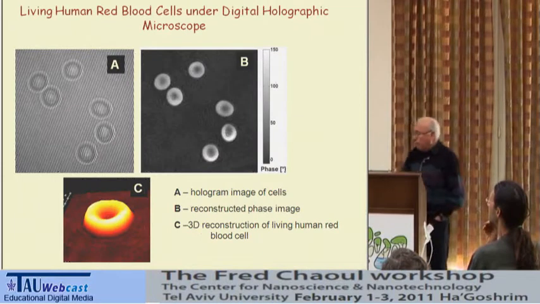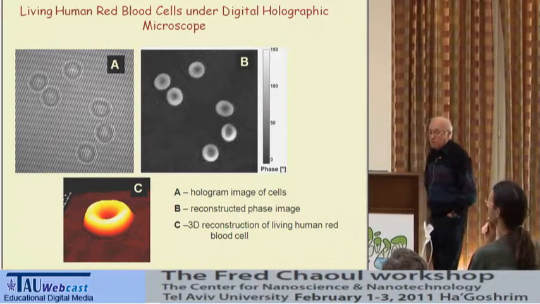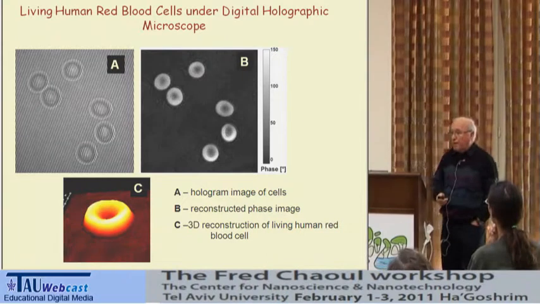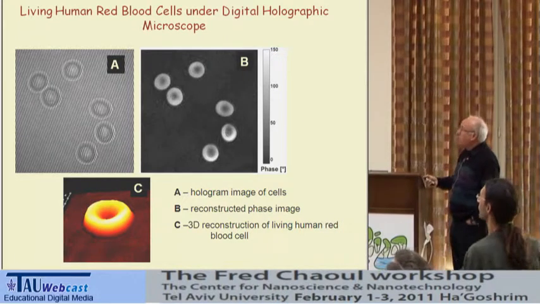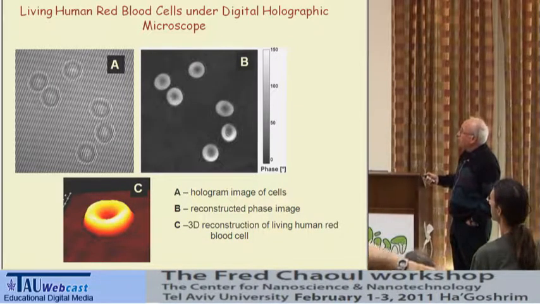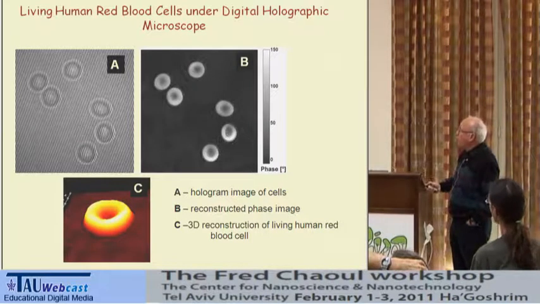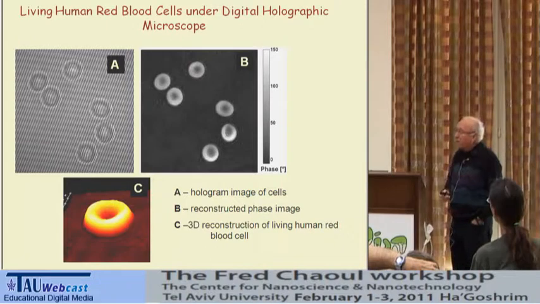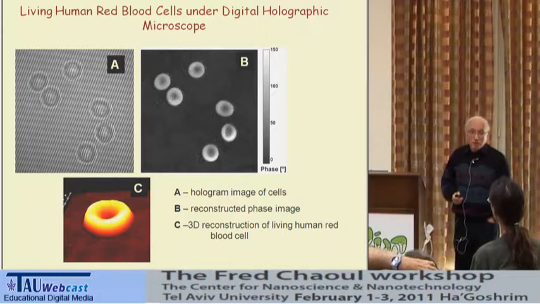What we see here is the following. The raw data, this is the hologram. And the hologram has both phase and intensity information. When we reconstruct the hologram by software into a phase image, the level of the gray scale is given in radians. This is really what we get. A 3D reconstruction of the phase gives us this typical shape of the erythrocyte. And this shape and its detail are really comparable with an AFM measurement on the whole cell.